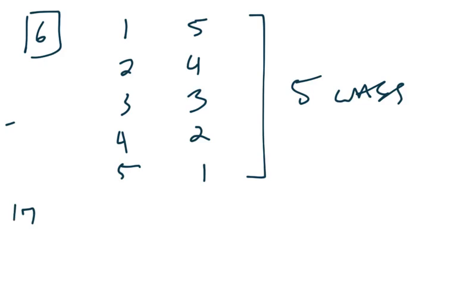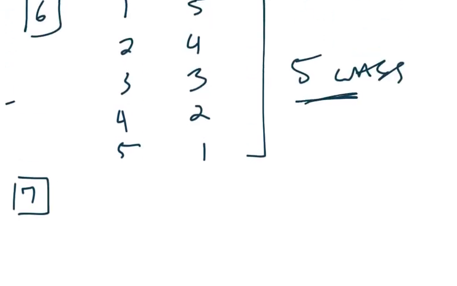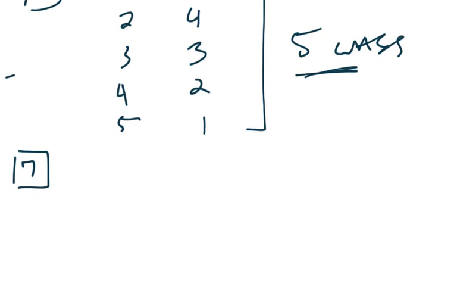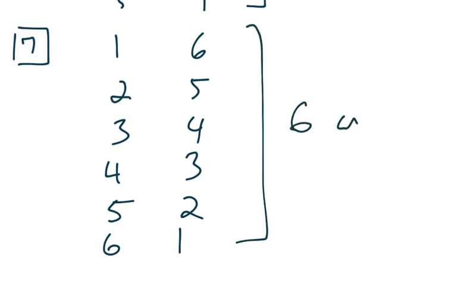And 7. Let's see here. Guessing, right? The next one, probably a 6, right? 6 ways that it can occur, that is. So 1 and 6, 2 and 5, 3 and 4, 4 and 3, 5 and 2, 6 and 1. There are 6 ways.